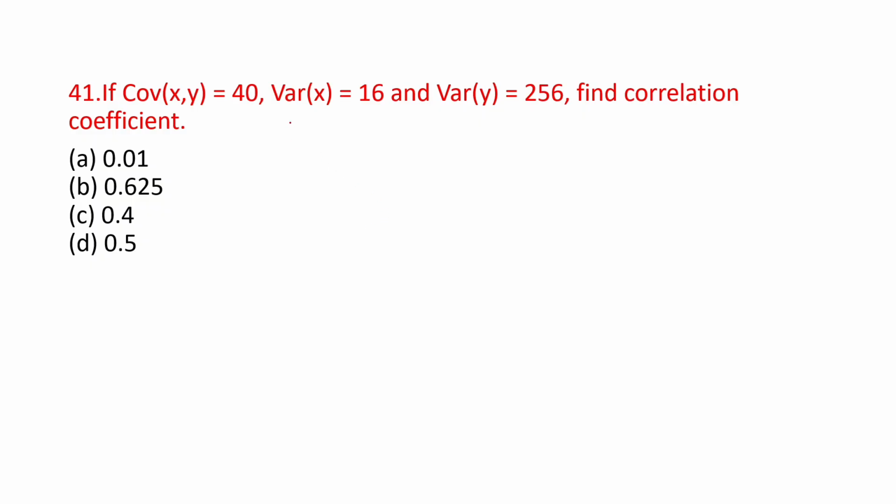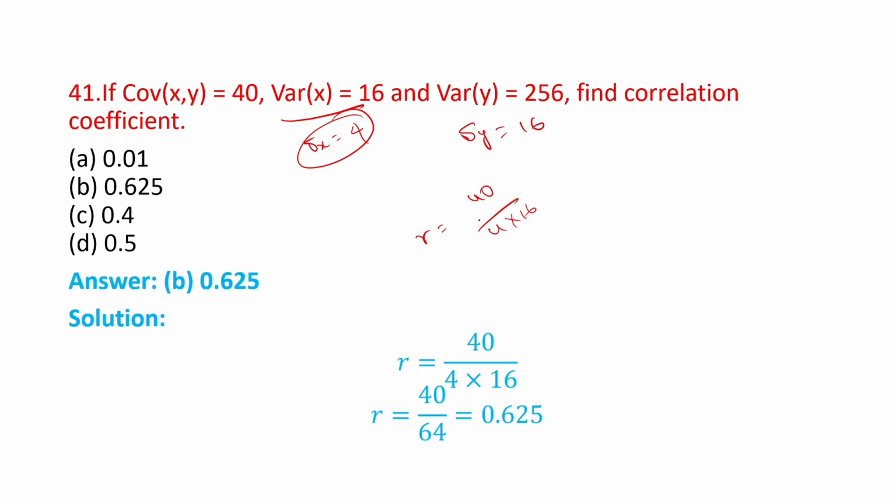Next one, again variance is given, so the standard deviation is 4. Again the standard deviation of y is equal to 16. Find out the correlation coefficient. So very easy, this one, 40 by 4 into 16. Just simplify this one, we will get the answer of 0.625.